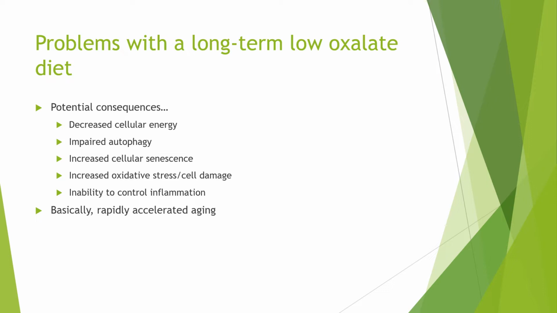So increased cellular senescence is another thing we may potentially see by preventing ourselves from eating these nutrients because we're avoiding oxalates. Increased oxidative stress and cell damage. Almost every one of the foods that has oxalate in it, when you look at it from a population level, is generally associated with decreased inflammation and decreased oxidative stress.